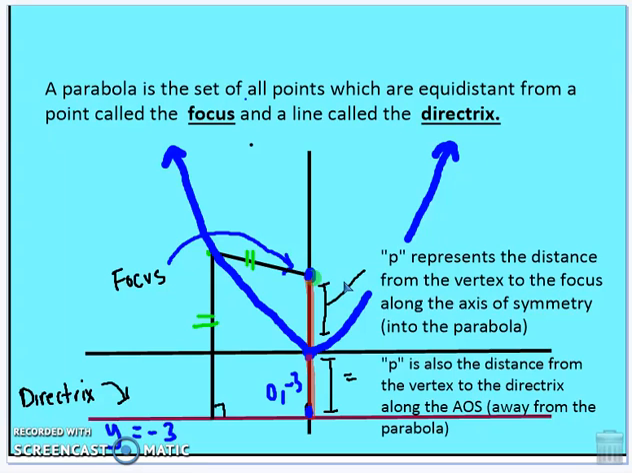All right, so we're going to talk about p-values. We were talking about a, b, and c values, but with the parabola we'll talk about p-value. The p-value represents the distance from the vertex along the axis of symmetry, which is that axis that cuts the parabola into two symmetrical halves and that goes to the vertex. The p-value represents the distance from the focus to the vertex along the axis of symmetry. Now, the p-value also represents the distance from the vertex to the point of intersection between the axis of symmetry and the directrix. So I have p units from the vertex to the focus, and p units from the vertex to the directrix. And they're both along the axis of symmetry.